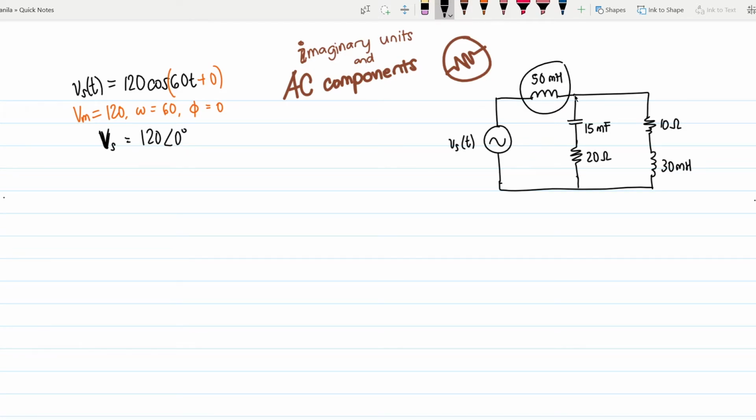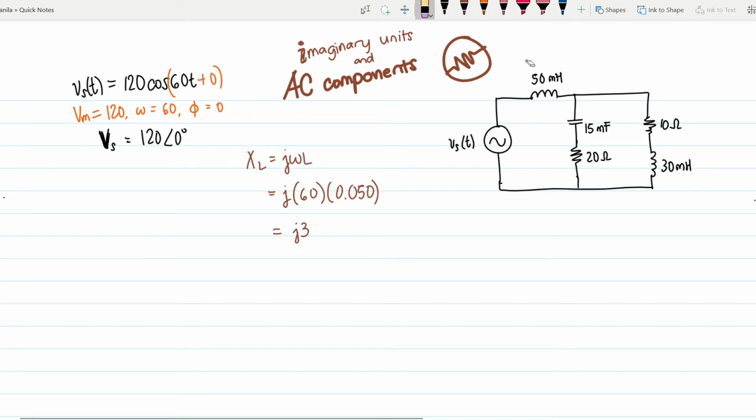So let's start off with this guy, the 50 millihenry. We said earlier XL is equal to j omega L. So that's just going to be j times our omega is 60 and our L is 50 millihenries, so 0.050. Let me just do 60 times 0.05. That's going to give you j3. So we can replace it with j3 ohms so that we no longer need to worry about it. Okay? All right, next one.